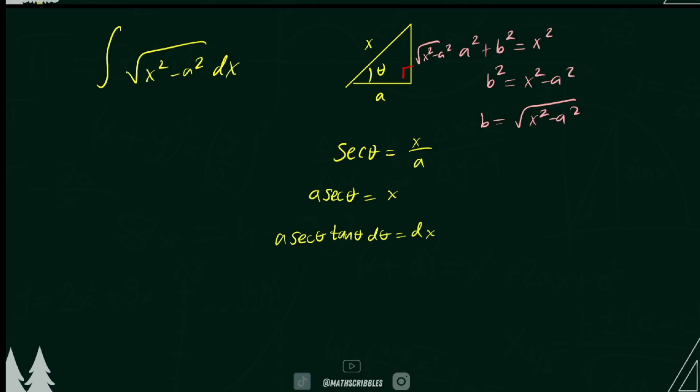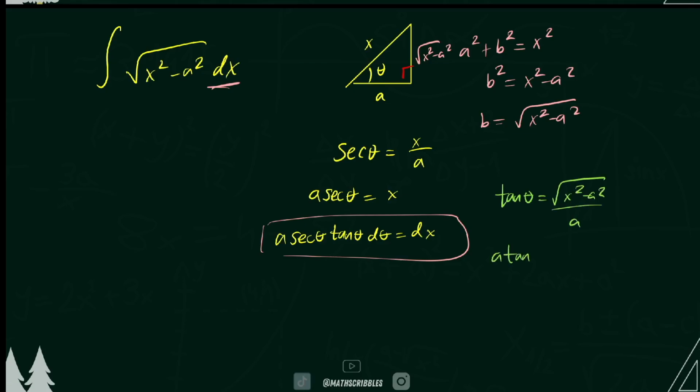This is perfect because once again, this value dx is going to be the value for the dx in our integral. So for that, let's use tangent theta is equal to the opposite, root x squared minus a squared, over the adjacent, a. We move the a to the other side and we have a tan theta is equal to root x squared minus a squared. This is perfect because now we have the value for the root in our integral.